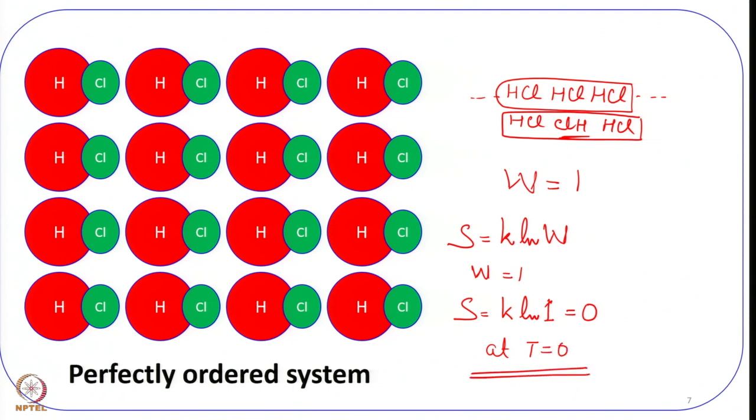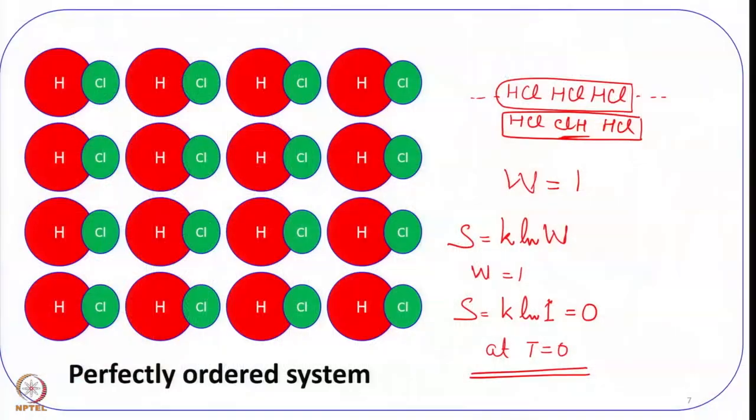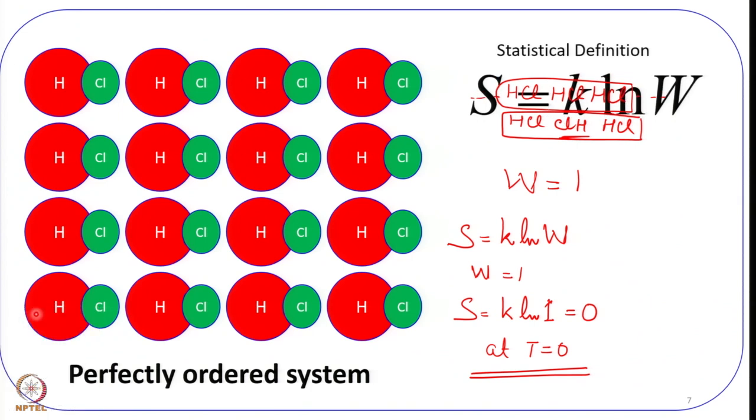Now we come back to our original definition of the third law of thermodynamics. It said that the entropy of each substance is positive, which may become zero at absolute zero, and it does become zero at absolute zero for perfectly crystalline substances. And here is the example of perfectly crystalline substances. This is the example of perfectly crystalline substances.